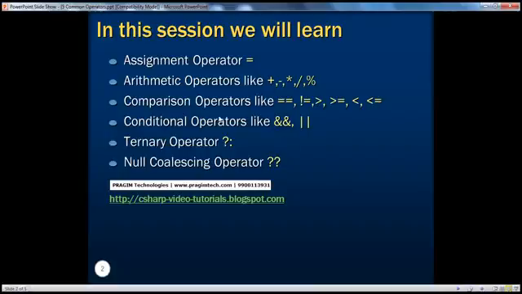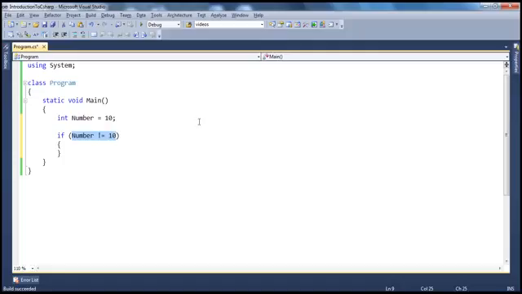And the other most important operators that we have in C Sharp are the conditional operators, the AND and OR. Basically, if I have to check two conditions, then I can use the AND operator. If satisfying just one of the conditions is enough, then I can use the OR operator. Let's look at an example for this.